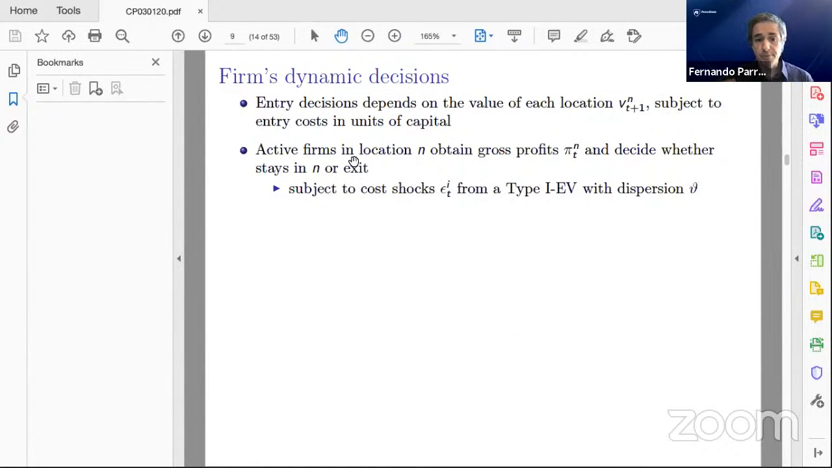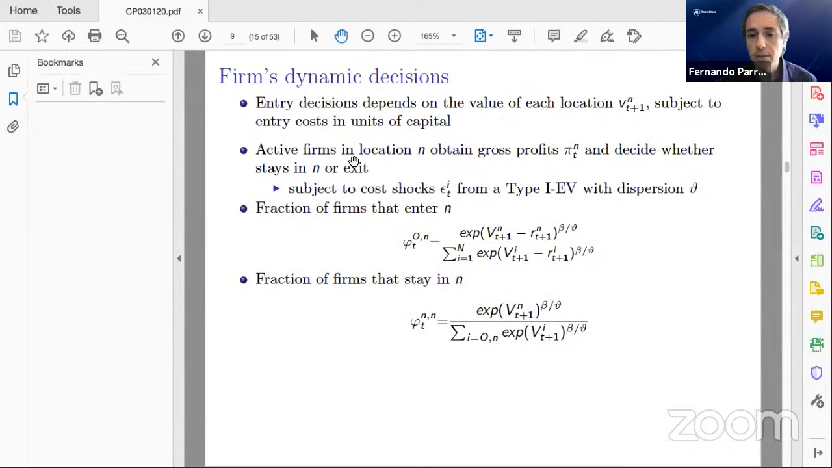Active firms, firms that are already producing in a given location, are going to obtain gross profits and decide whether to stay producing in the same location or exit the location. And all these decisions are going to be subject to cost shocks that are going to be realizations from a type 1 extreme value distribution that, similar to the case of households, is going to allow us to aggregate the behavior of individual firms.